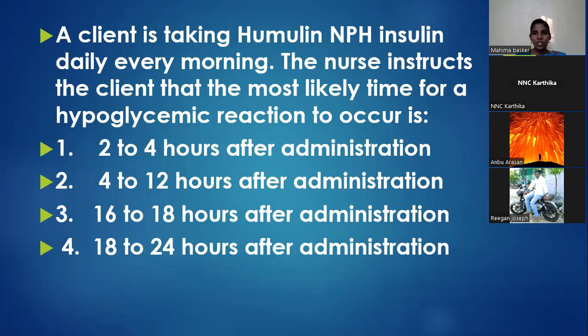Try to answer the question. These are all related to most of the questions from diabetes mellitus in endocrine. This is the large system, endocrine. So concentrate. The client is taking Humulin NPH insulin daily every morning. The nurse instructs the client about the most likely time for the hypoglycemic reaction. When will be the hypoglycemic reaction for the NPH patient?